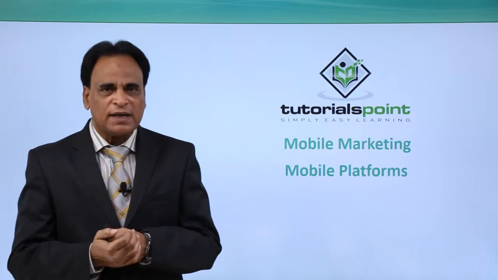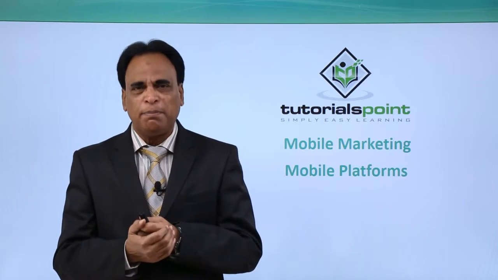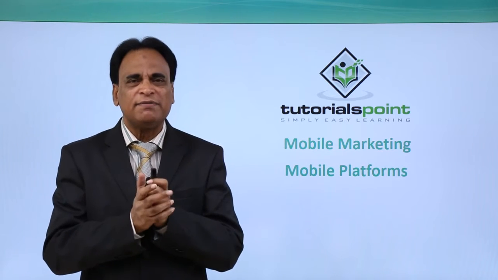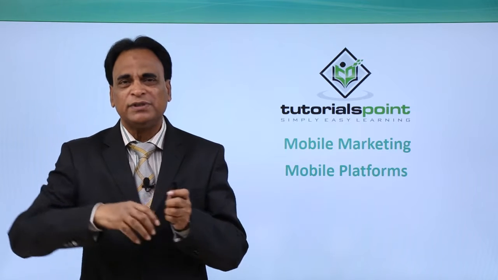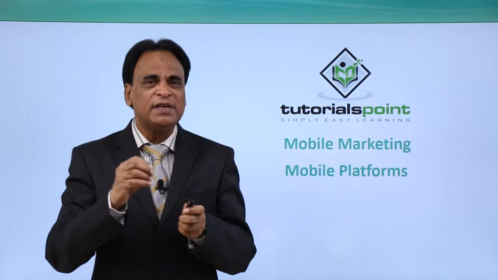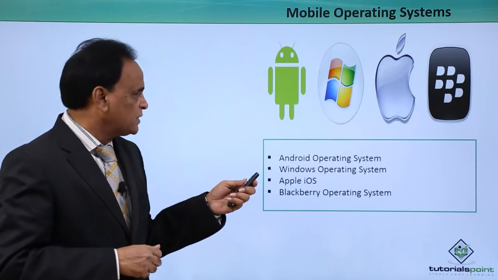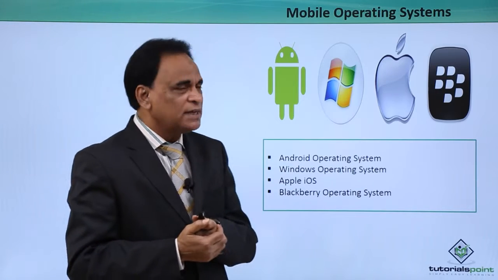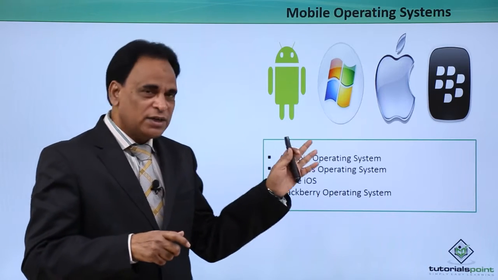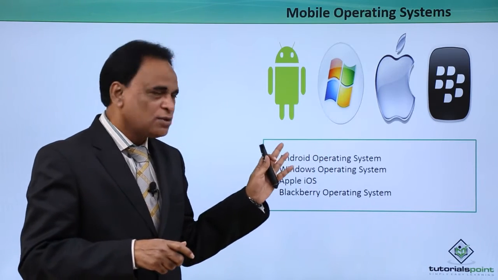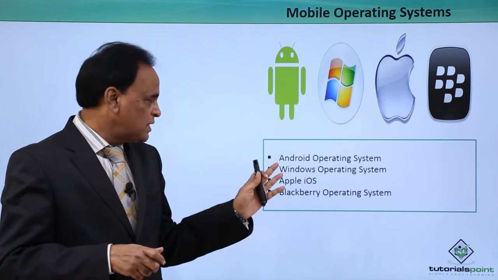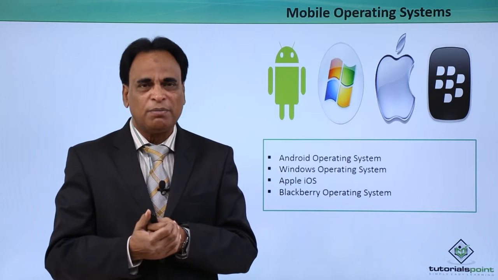Today in mobile marketing, we'll discuss the mobile platforms. What are the platforms that are associated with the mobile phone, the smartphone, the operating systems, and other platforms associated with mobile phones? Now, what are the operating systems that are available to us? One is the Android operating system, the second is the Windows operating system, the third is Apple iOS, and the fourth is the BlackBerry operating system.